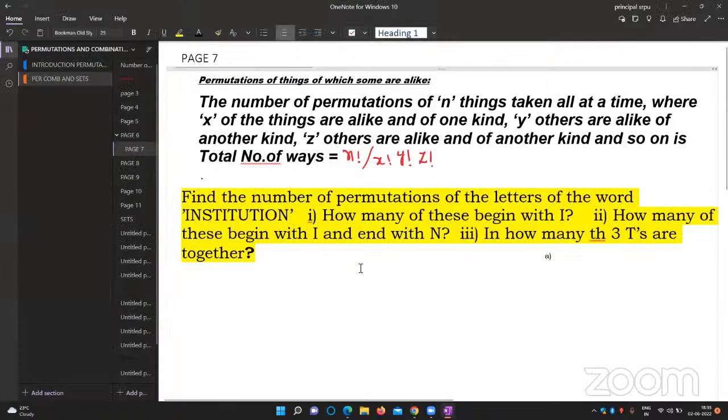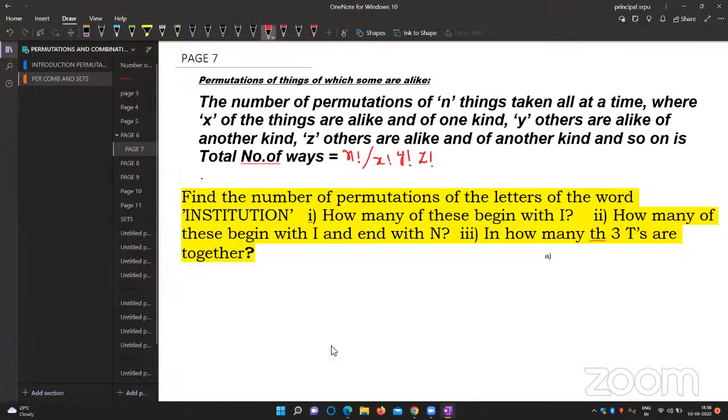Dear students, now please confirm whether the screen is visible or not. Just confirm by identifying the number. Tell me which number I have written here. Put in the chat box which number I have written. Someone, please identify the number which I have written here. Which number?